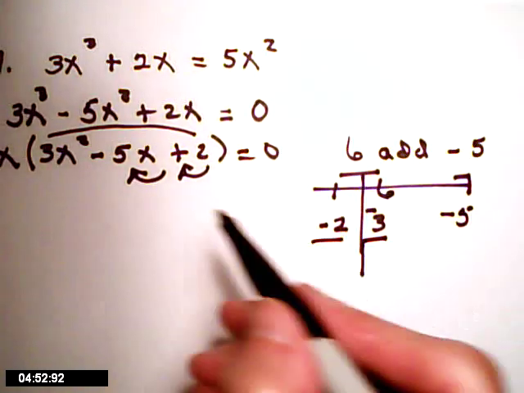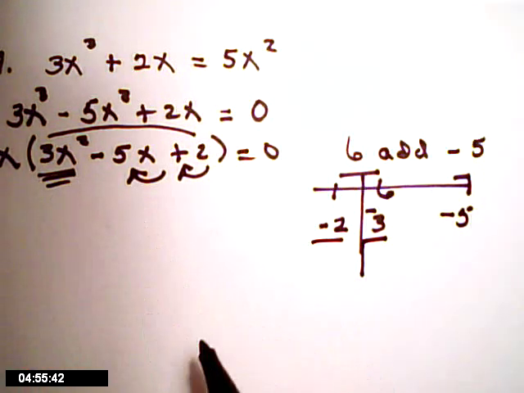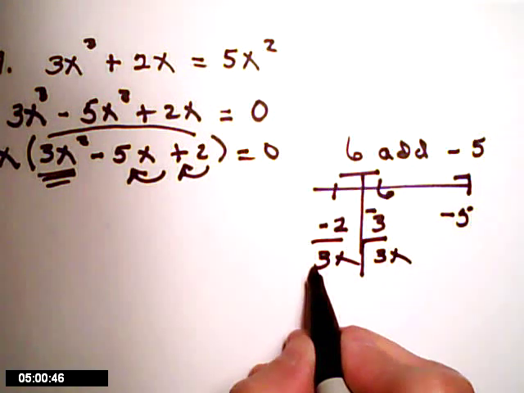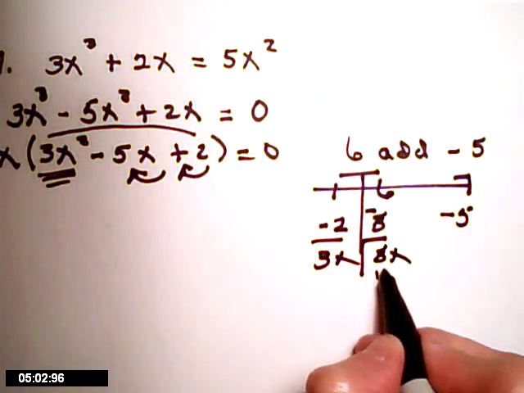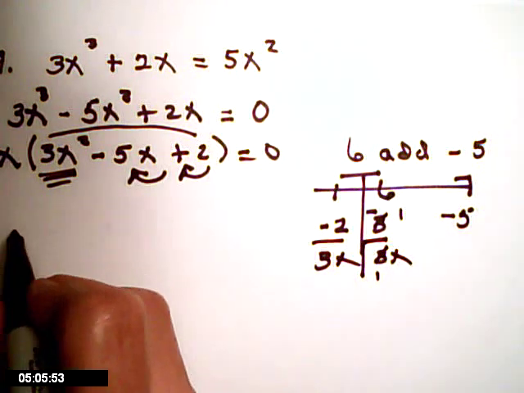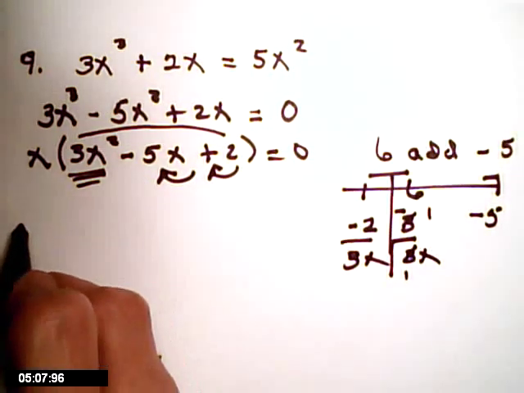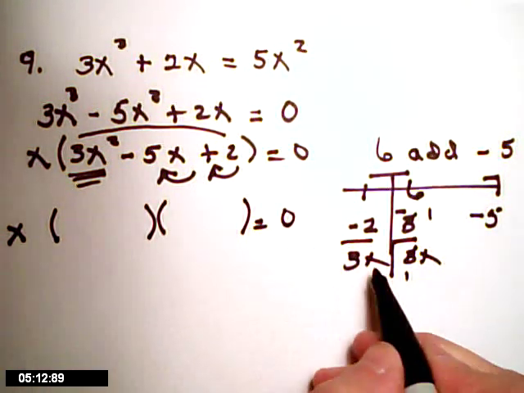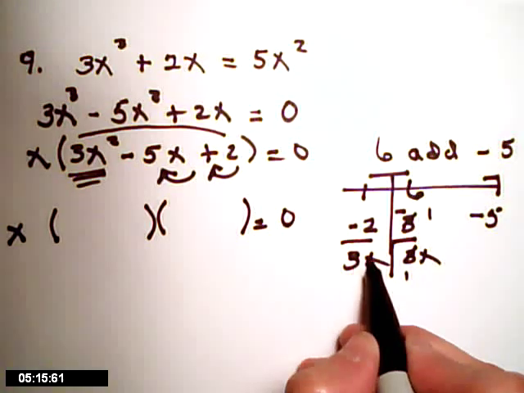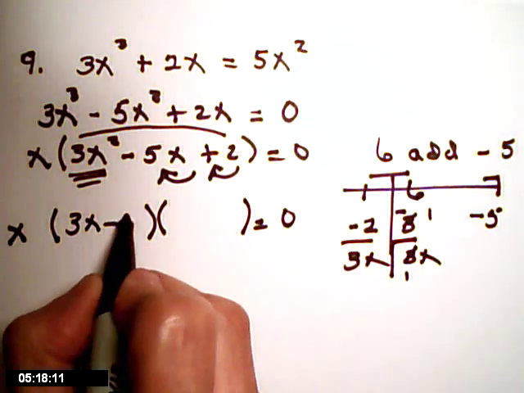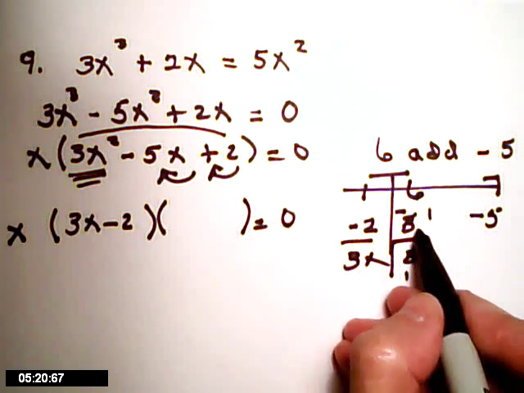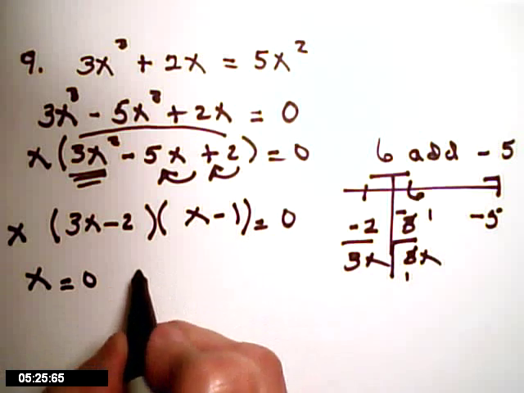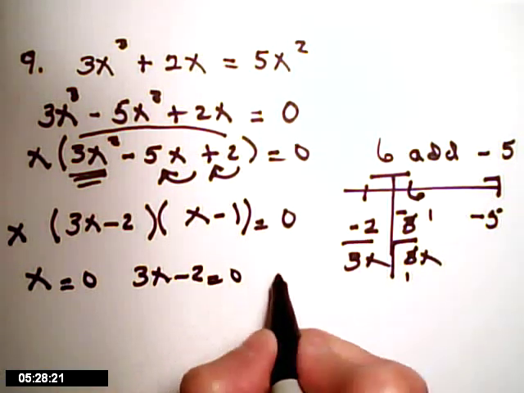Now again, remember we said we were going to divide by the first term without the square, so that's 3x. 2 over 3 does not reduce. 3 over 3 reduces to 1. Now bottoms up. Now, if you'll remember, I have this x just sitting there, and I'm going to fill my parentheses now with 3x minus 2 and x minus 1. Now I have 3 factors that I'm setting equal to 0.